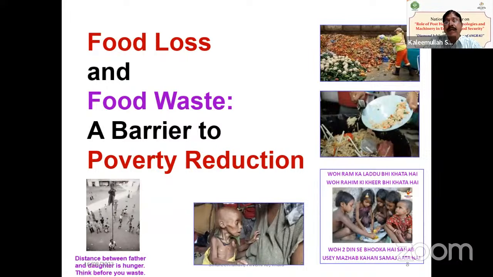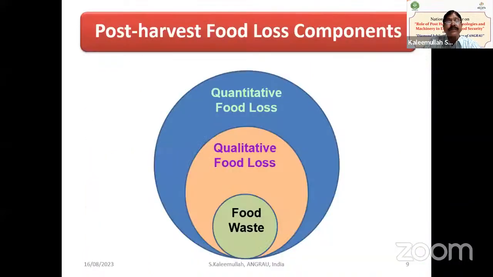Most probably, all those fruits and vegetables might not have been stored properly, and as they have rotten, she is throwing them out. And similarly, you can see in the second figure, a lot of food is just being thrown out. Maybe in marriage parties or in hotels, a lot of food is wasted. And here, food loss and food waste, these two are barriers to poverty reduction.